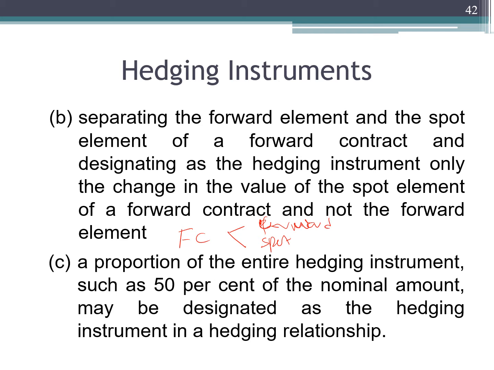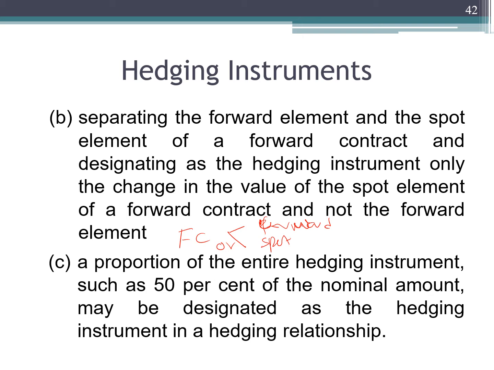Okay, so maybe we can hedge one of these items, the forward element or the spot element. Later I'm going to look at what is a forward element and a spot element. And then the other thing that we have here is a proportion of the entire hedging instrument, such as 50% of its nominal amount, can be designated as a hedging instrument in the hedging relationship.